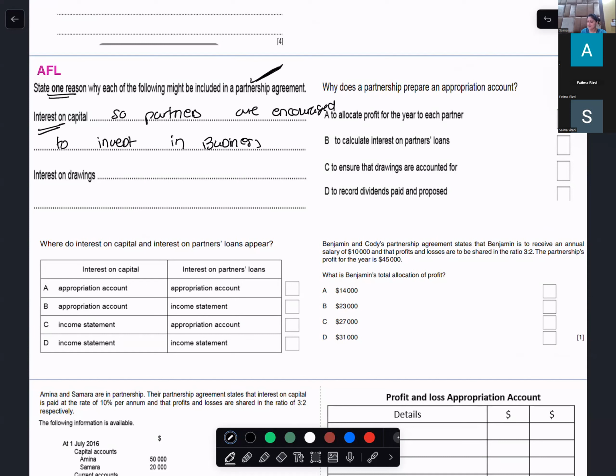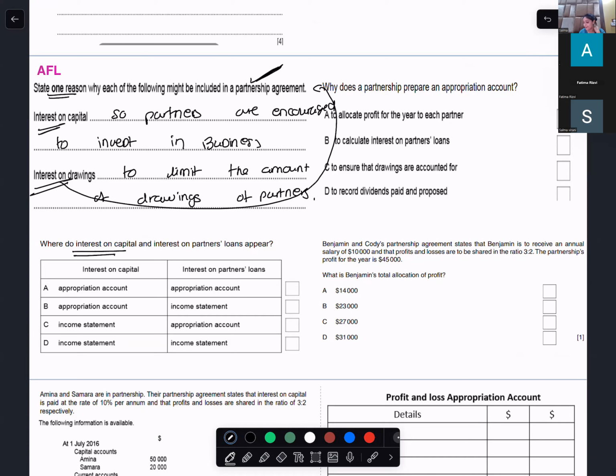State one reason why interest on drawings is included in the partnership agreement. To limit the amount of drawings taken out by each partner. Yes, to limit the drawings of partners. Why do we want the partners not to withdraw more? So that the money stays in the business. Yes.